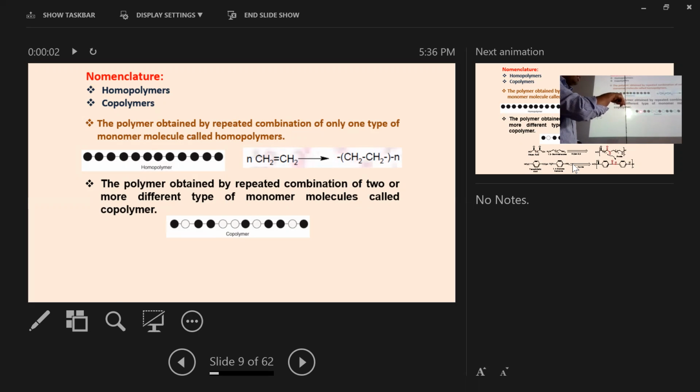That means one black, one white, two black, two white, one black, one white, and then one black, two black, one white, like this. So that means the repeating units are not the same. Even this can be one molecule, this can be another molecule. So here you can see this is a polymer, but the repeating units are not the same. Therefore, we can consider that as a copolymer.